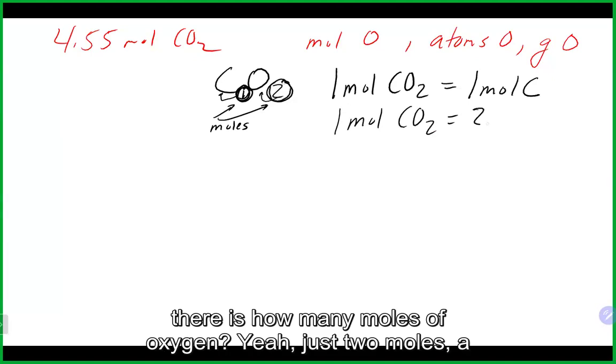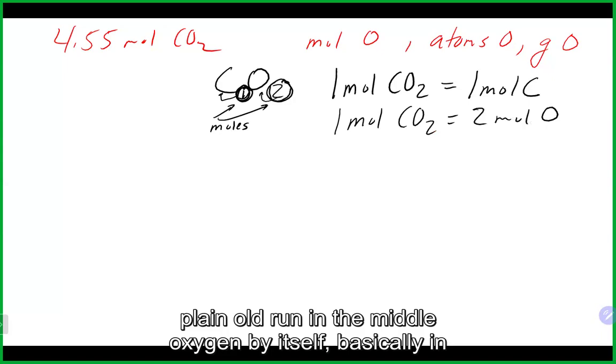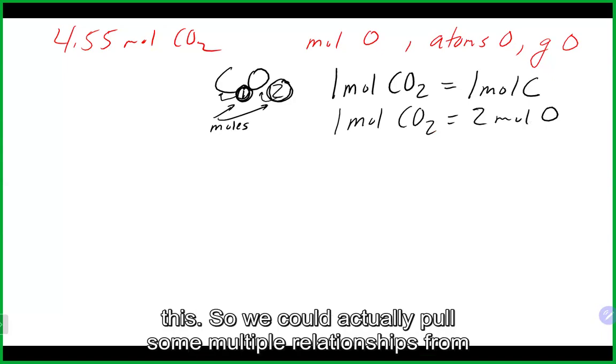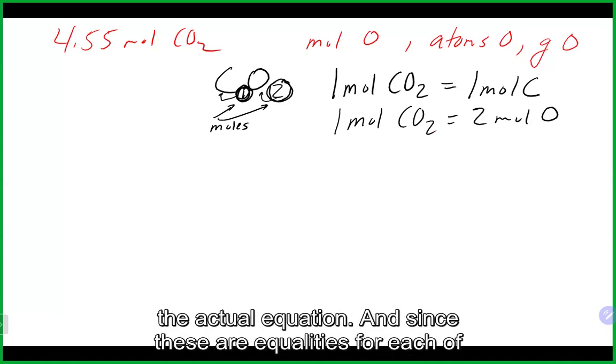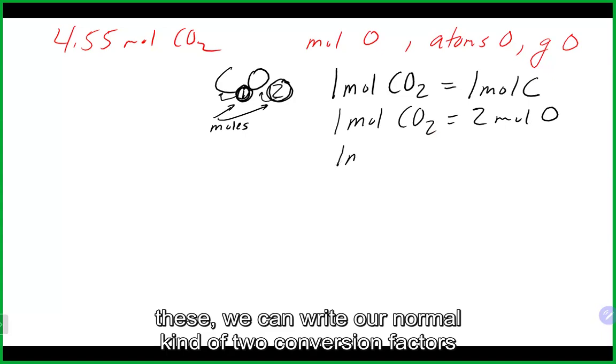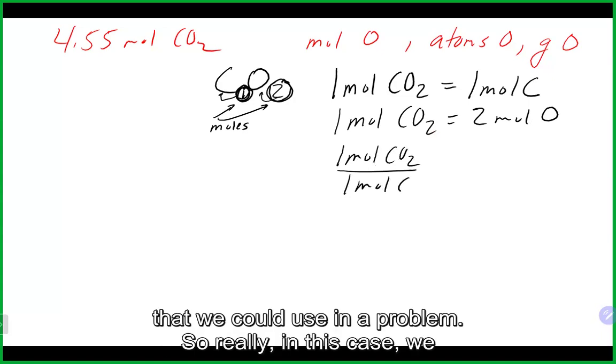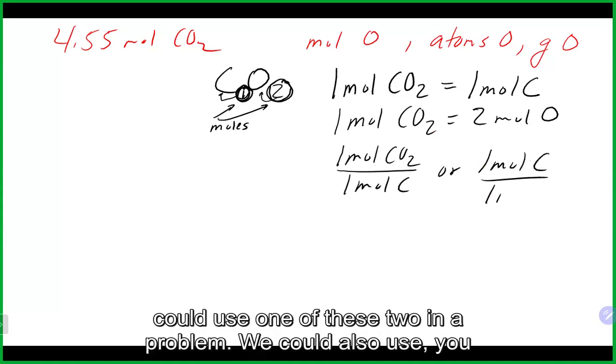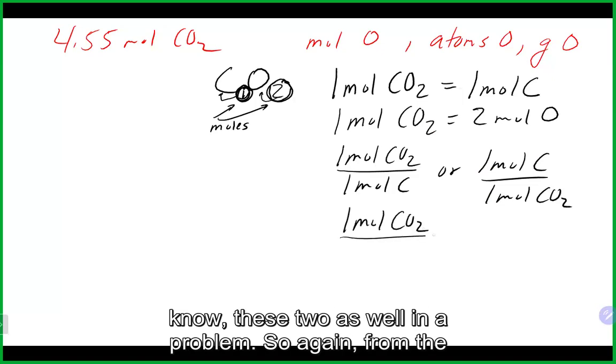Yeah, just 2 moles of plain old run-of-the-mill oxygen by itself, basically, in this. So we could actually pull some mole-to-mole relationships from the actual equation. And since these are equalities for each of these, we can write our normal kind of 2 conversion factors that we could use in a problem. So really, in this case, we could use one of these 2 in a problem. We could also use these 2 as well in a problem.